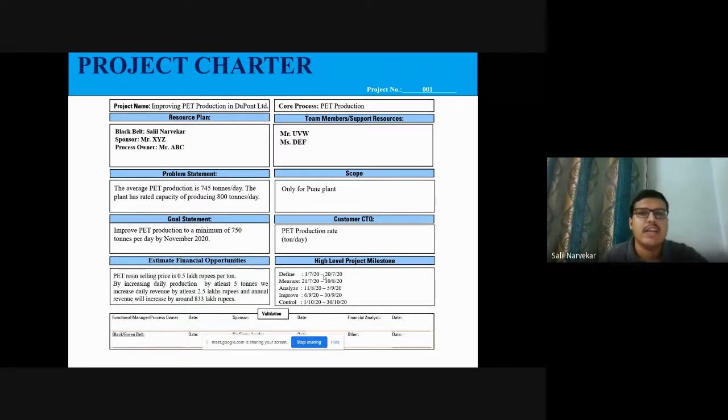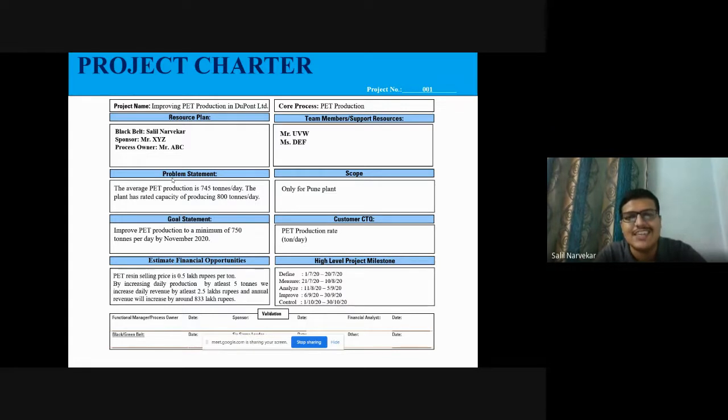Now in this project charter, a resource plan and team members, some dummy data has been put. The problem statement we considered was that the average PET production is 745 tons per day, but the plant rated capacity was 800 tons per day. Now, directly you're not able to achieve 800, so the goal statement was to improve PET production to a minimum of 750 tons per day by November 2020.